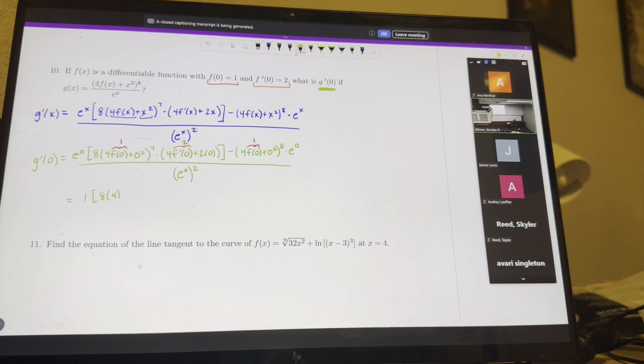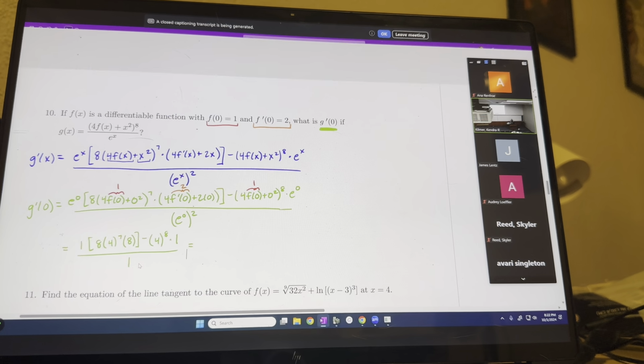So 4 to the 7th times, inside these parentheses, we have 4 times 2 is 8 plus 0. So 8. Close that square bracket. Minus 4 times 1 is 4 plus 0 is 4. So 4 to the 8th times e to the 0 is just 1, all over e to the 0 squared, which is just 1.